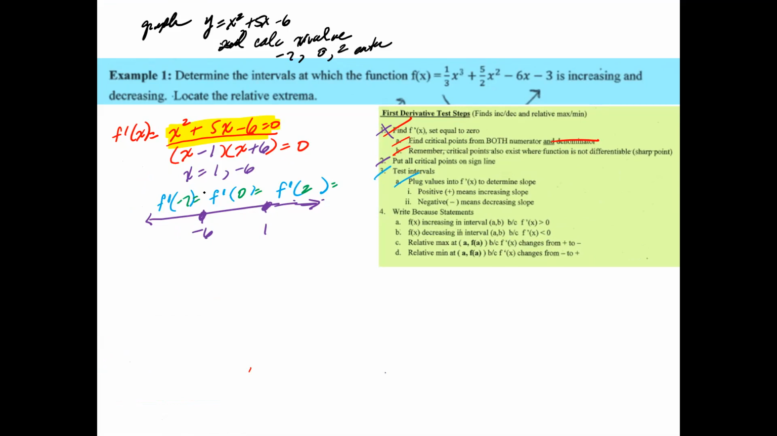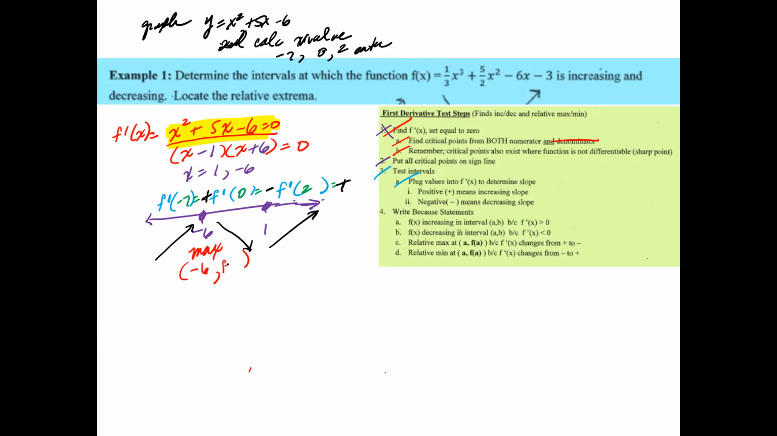So you should find that -7 is going to give you a positive slope. It's going to give you a negative slope at 0 and a positive slope at 2. So what does that mean? If you're not sure, you can always draw this. Positive slope going here, negative slope going here, positive slope going there. And if you take a look at this, that means that at this point, it is a maximum. And that maximum is at -6.